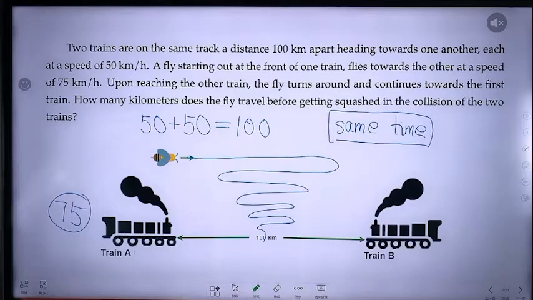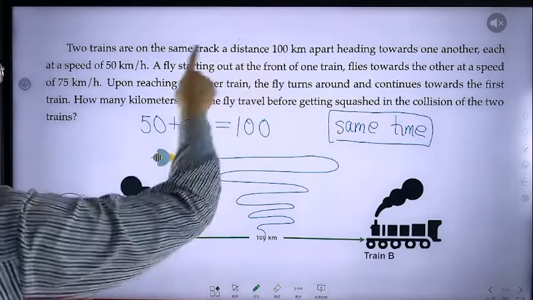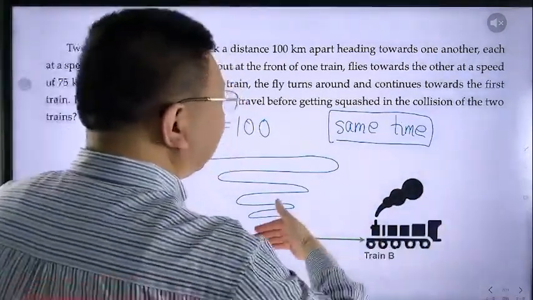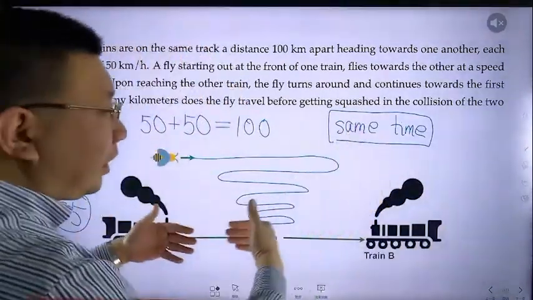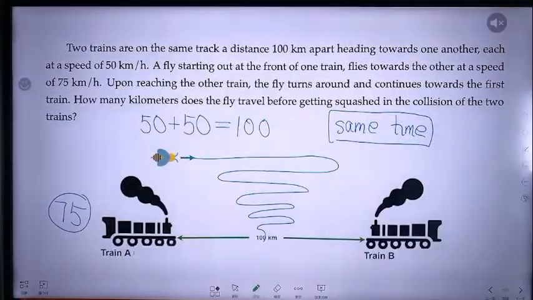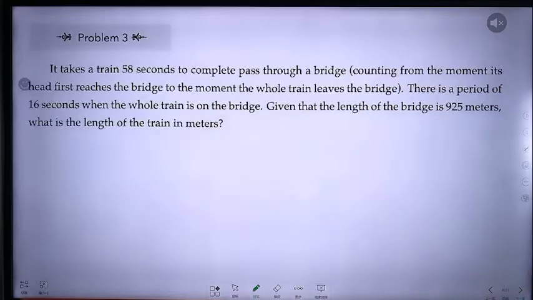But I do see a wrong answer, which is 150. Why? Because you directly used 100 kilometers divided by 50, and you get 2 hours. That's not right. We have two moving objects that travel toward each other, so we need to add up the speed. All right, so now this would be a fancy question with trains and bridges.